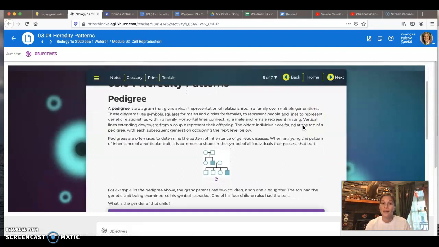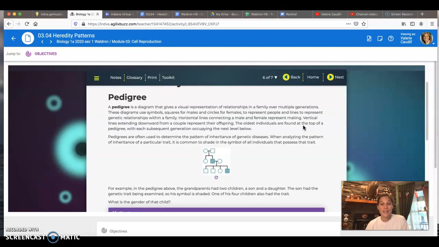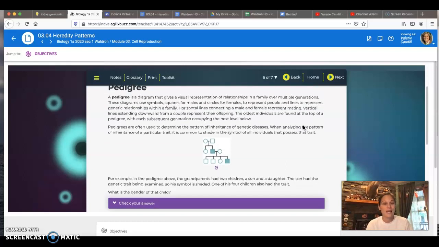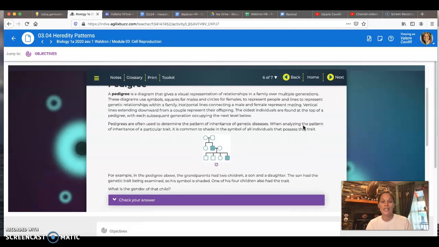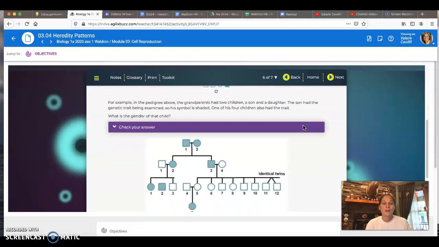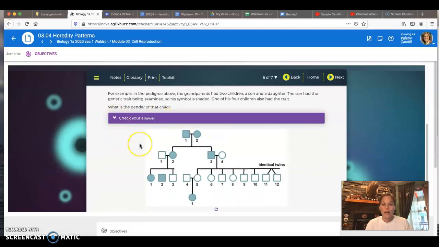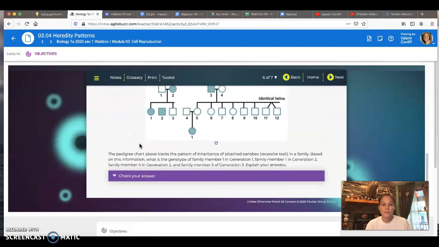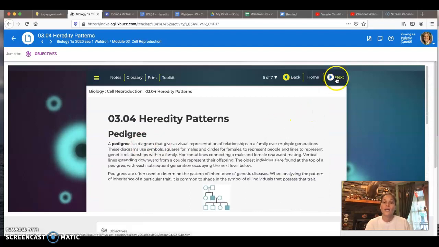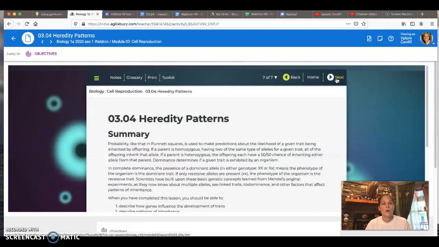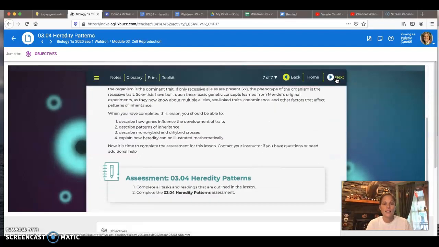Now you'll learn a little bit about a pedigree. I love pedigrees, genetic family trees. They're fun to analyze. I actually just made a pedigree for my family for a class here at the beginning of this school year. So you'll learn about a pedigree and what the symbols and shapes mean. And you have a couple of questions here that you can check your answers as well. And once you're done with that, then go on to the final summary slide.